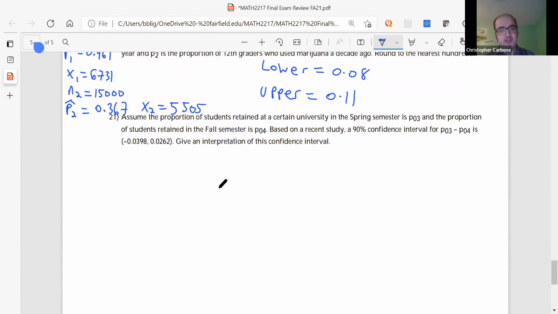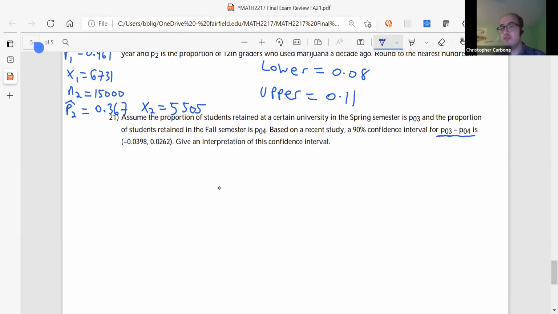And then for number 21, which is the last portion of our first part here, I have: assume the proportion of students retained at a university in the spring semester is p3, and the proportion retained in the fall semester is p4. Based on a recent study, a 90% confidence interval for p3 minus p4 is negative 0.0398 to 0.0262. We want to give an interpretation of this confidence interval. Do note that this is a difference in proportions.